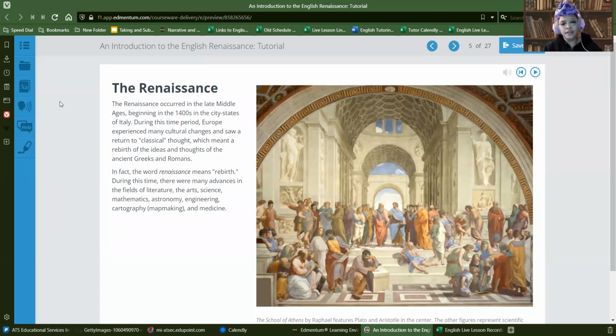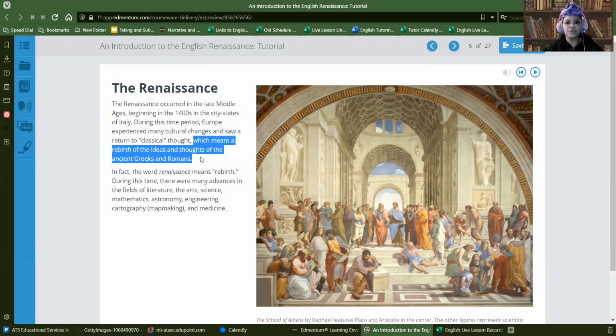So basically, they start off with just giving you an overview of the Renaissance. They tell you when it happened, beginning in the 1400s in the city-states of Italy. So they tell you when and where. During this time period, Europe experienced many cultural changes and saw a return to classical thought, which meant the rebirth of ideas and thoughts of the ancient Greeks and Romans.